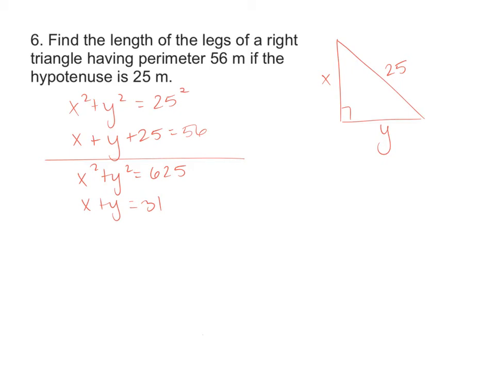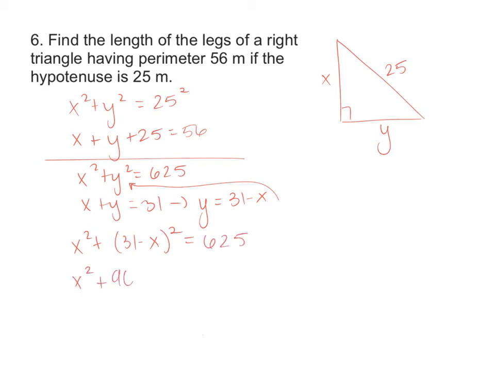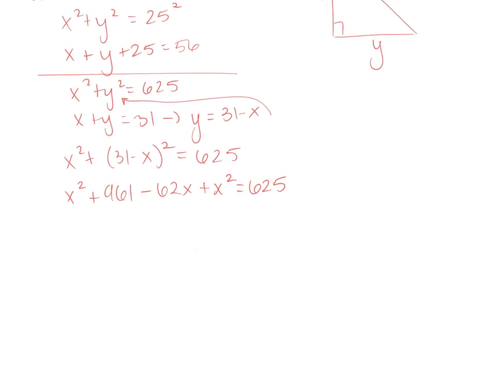Okay, and so then from there, I'm going to solve for one of my variables in my second equation. I'm going to solve for y. So y is equal to 31 minus x. And then I'm going to plug that in for y in my first equation. So x squared plus (31 minus x) quantity squared is equal to 625. That means that x squared plus 961, that's 31 squared, minus 62x plus x squared is equal to 625. And if you're wondering how I got those numbers in the middle, that's because I FOILed. Okay, right? You can't distribute that power. And then I'm going to subtract 961 from each side and combine like terms.